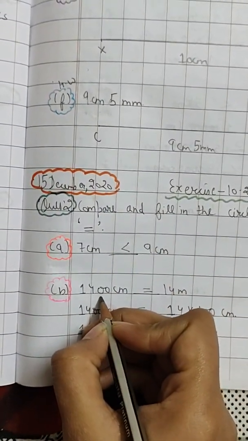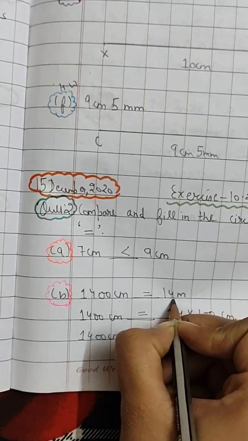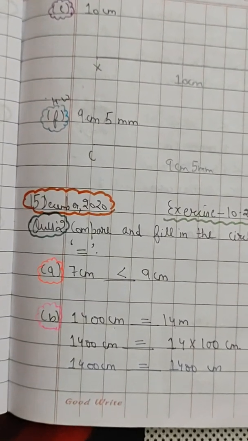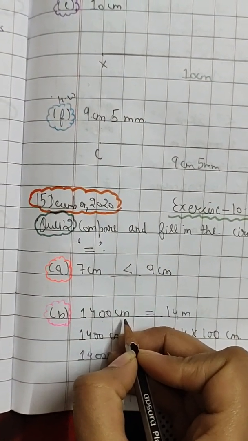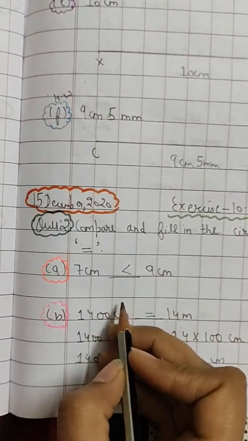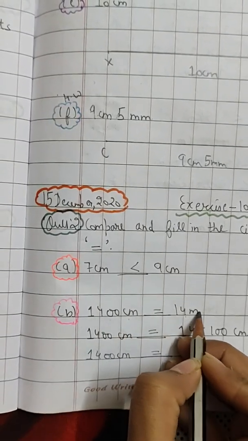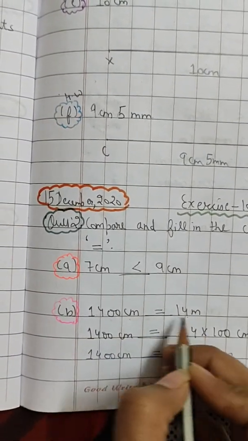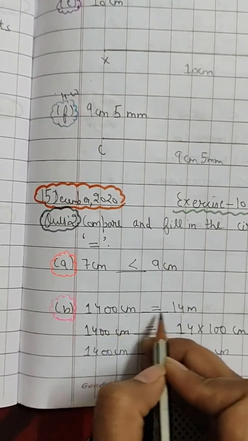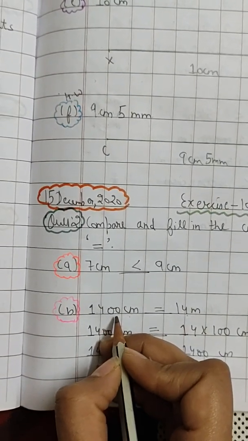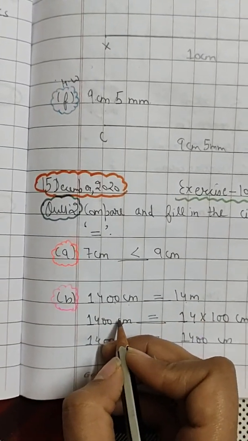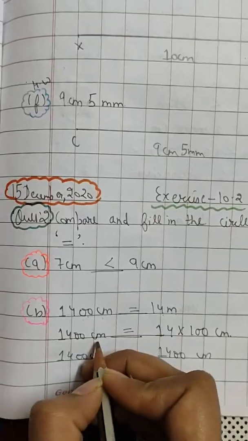Now the second question here, 1400 centimeter and 14 meters. The first one is given in centimeter, and the second one is given in meters. To compare these numbers we have to change them into same units. Both should be either in centimeters or in meters. Both should be in same units. So here, this is centimeter and this one is meter. What we can do is change this meter into centimeter.